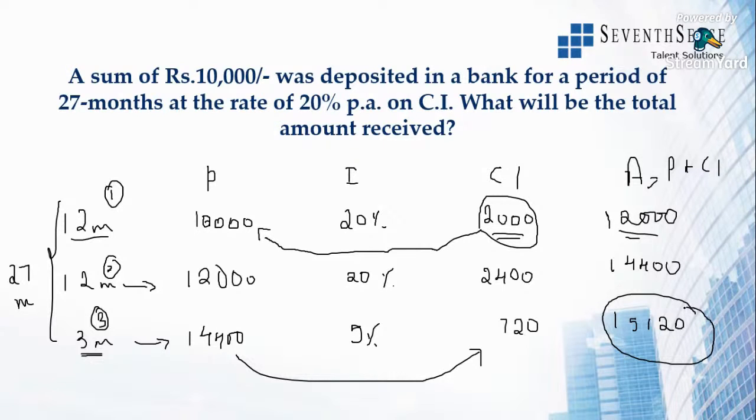Does anyone have any questions? Yeah, Preetham, super. Preetham has already got the answer. It is 15,120. Okay, 15,120. Clear? Guys, should I explain it to anyone once again? Please let me know if you have understood.